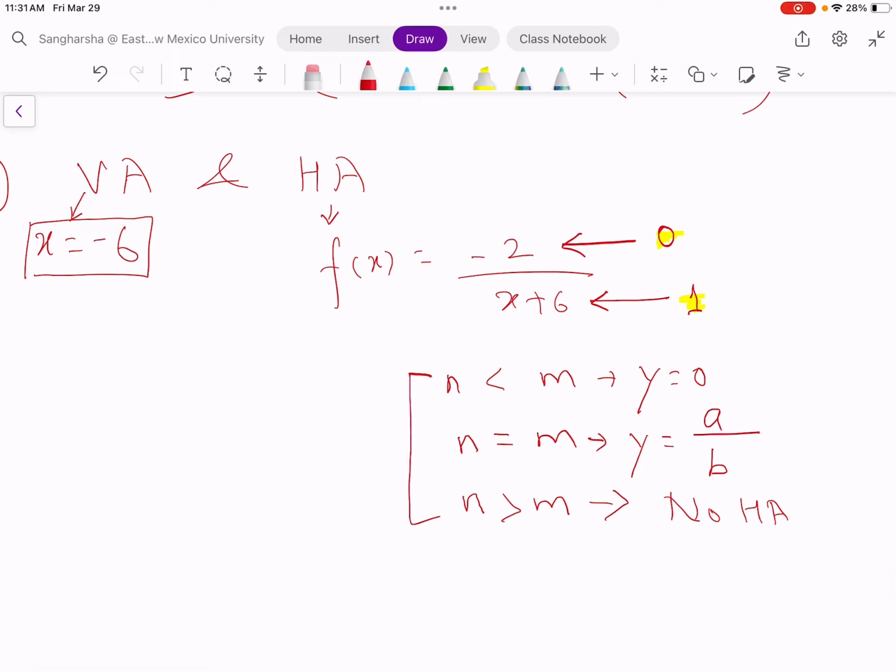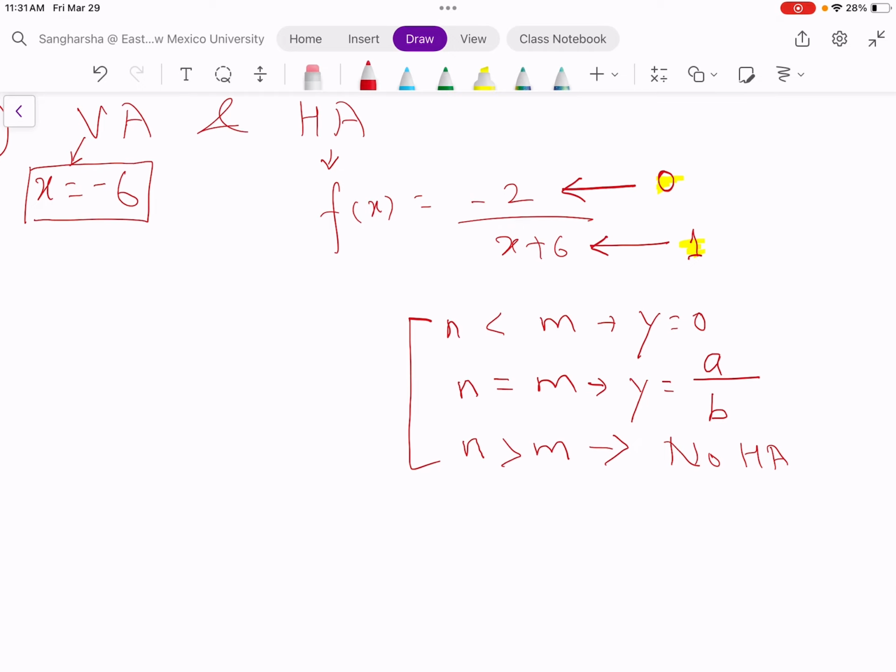If the degree of numerator is less than the degree of denominator, this is the horizontal asymptote every time. If the degree of numerator is equal to the degree of denominator, then make sure you write down y equals, you find the coefficient of the leading term in the numerator divided by the coefficient of the leading term in the denominator. And if the degree of numerator is greater, then there is no horizontal asymptote.